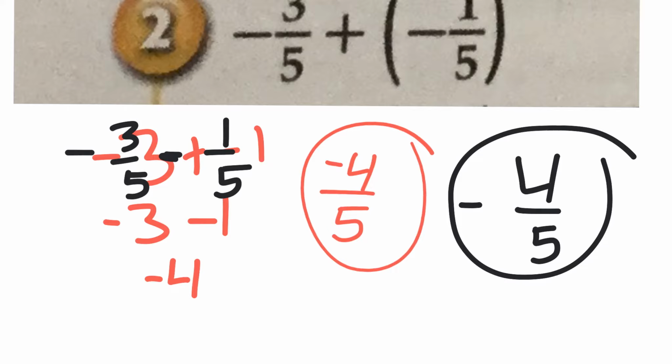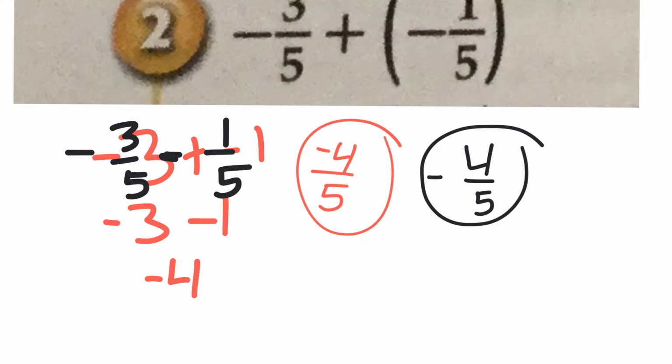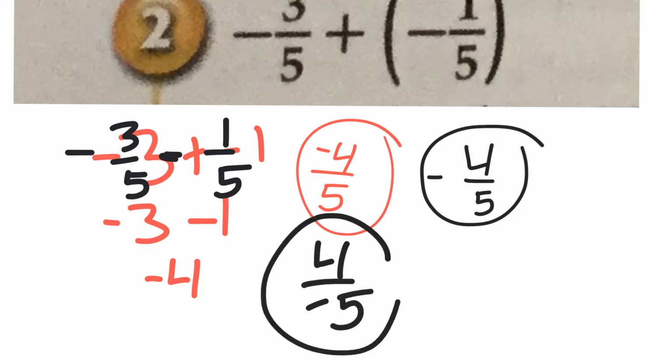Okay, so let me go deep thought question here. What about 4/-5? Is that the same thing? It is. That's the same as the others. Even if the negative's on the bottom, it doesn't matter. Okay, what about this? What about negative 4/-5?